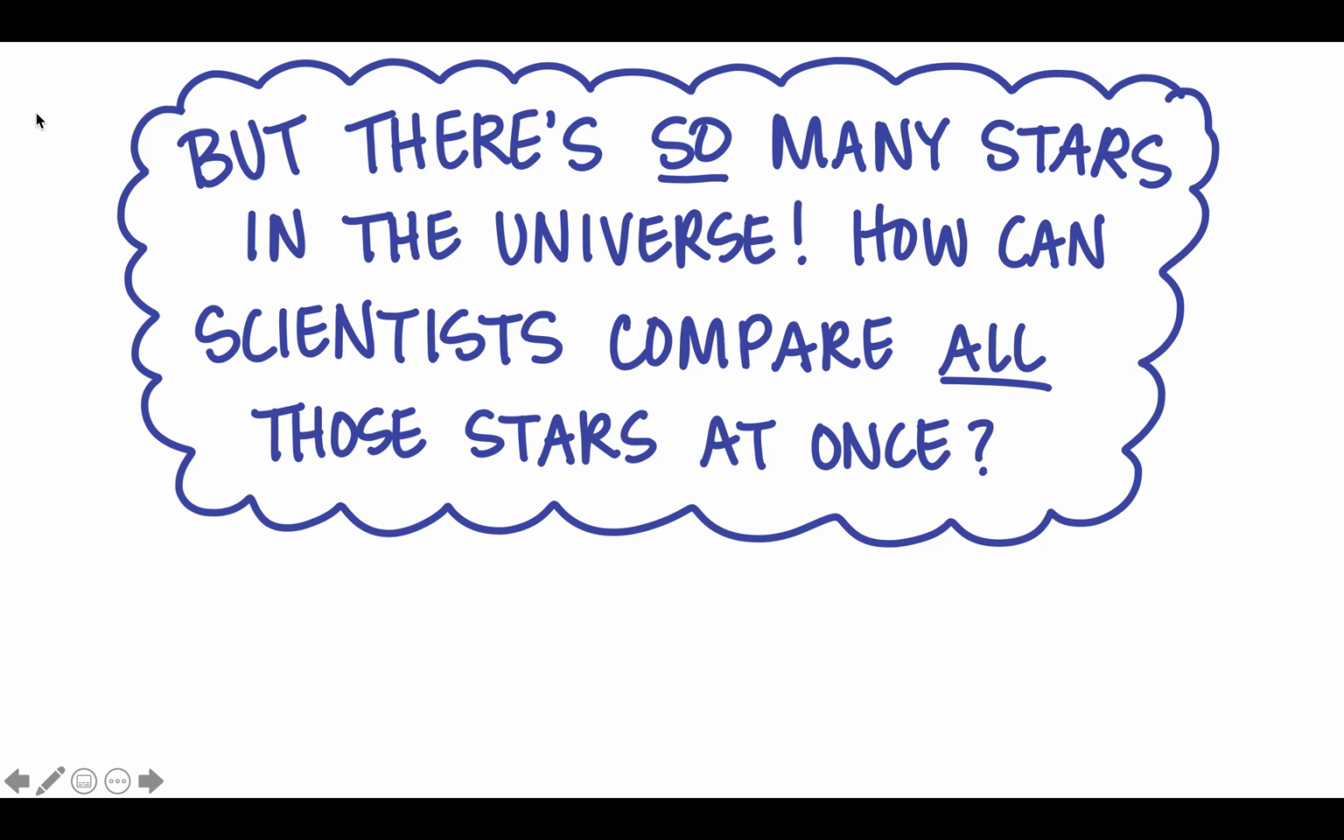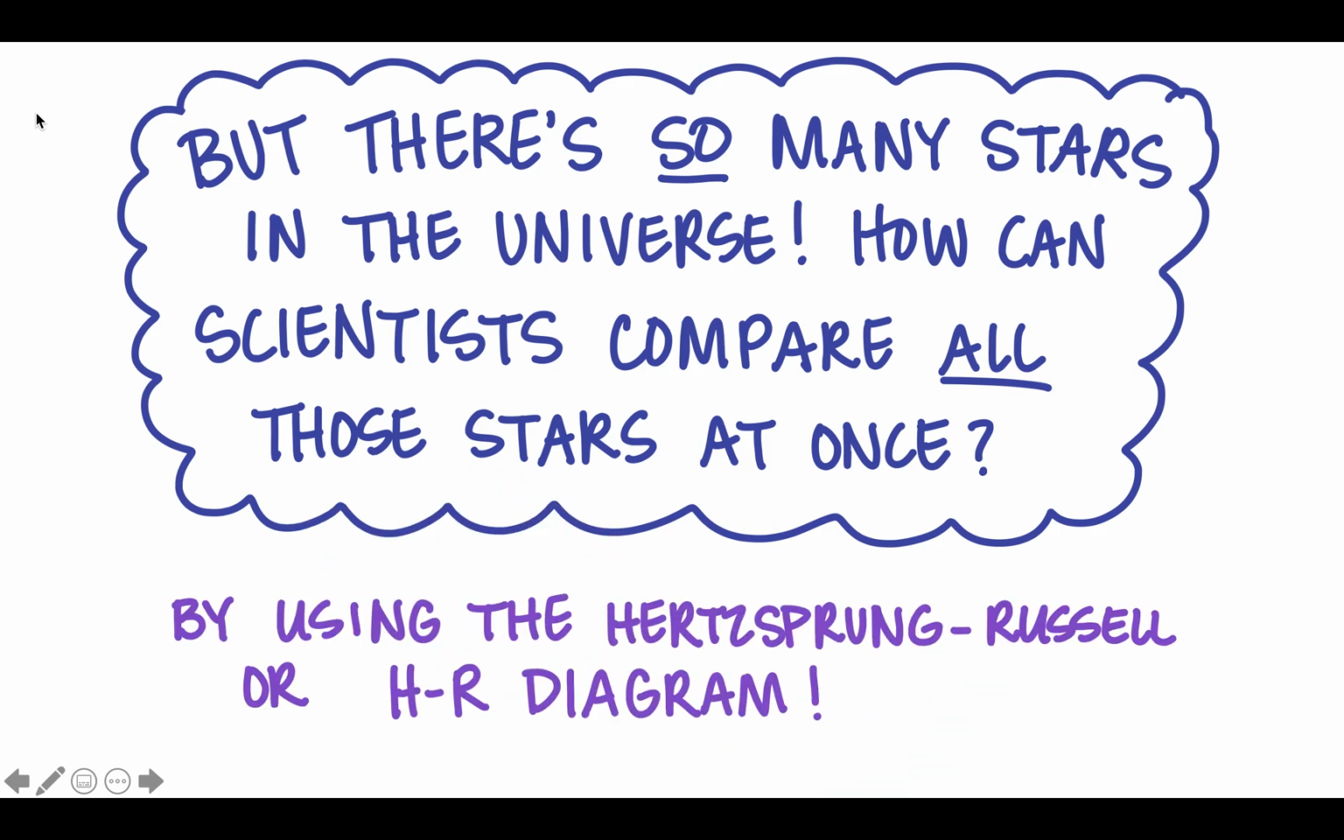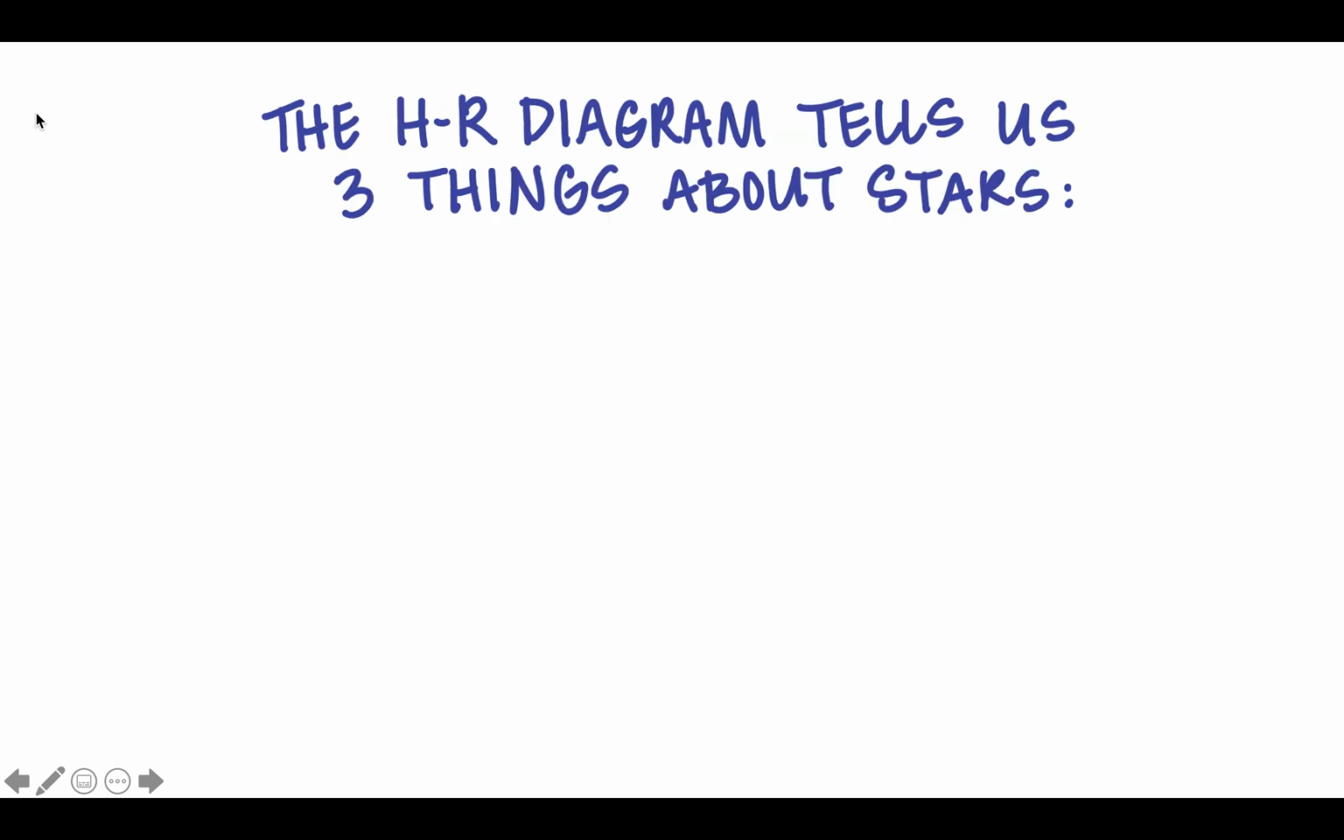But there's so many stars in the universe. How can scientists compare all those stars at once? By using the Hertzsprung-Russell or HR diagram. The HR diagram tells us three things about stars.